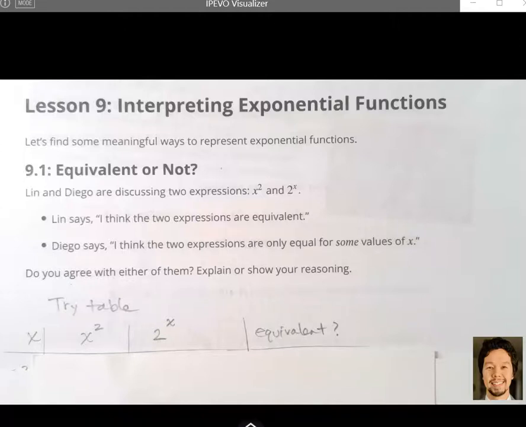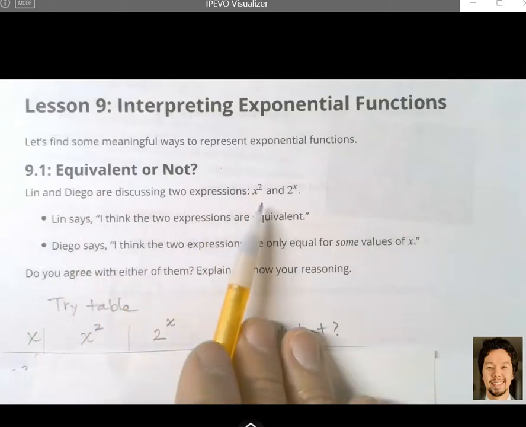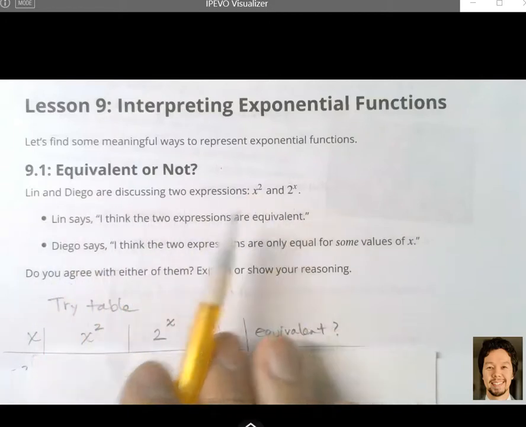Lesson 9, Interpreting Exponential Functions. Let's find some meaningful ways to represent exponential functions. 9.1, Equivalent or not. Lynn and Diego are discussing two expressions, x squared and 2 to the x power.